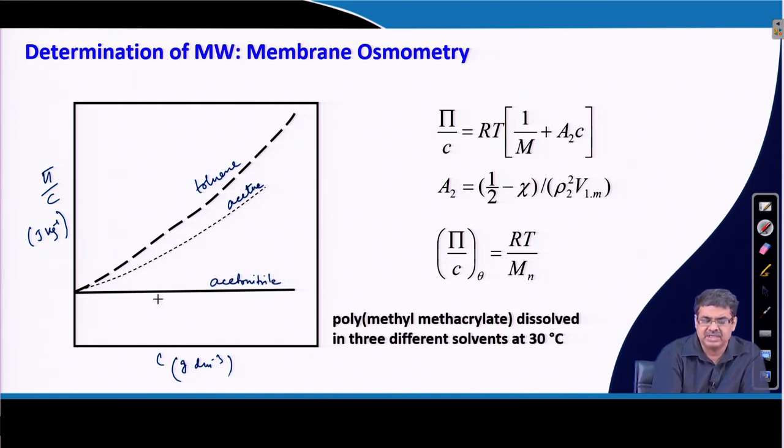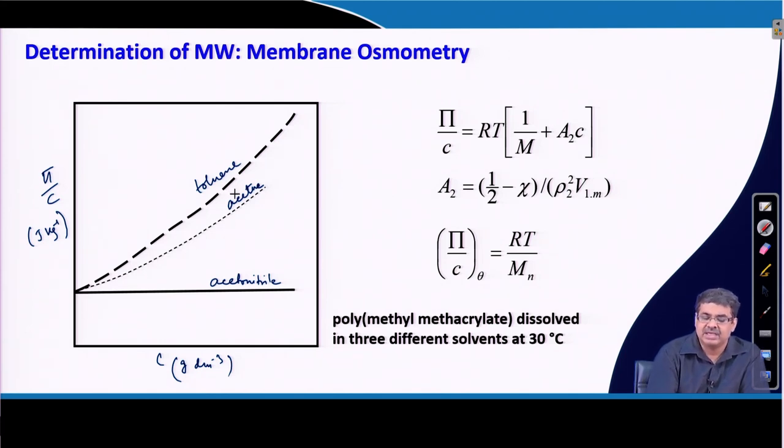So in this case you see the pi by c value does not depend on the concentration of the polymer solution. Hence we can use any of this data to find out the molecular weight Mn. Or if we are not using any theta solvent, then from the initial slope we can find out the A2 value, and from the intercept we can determine the Mn value.